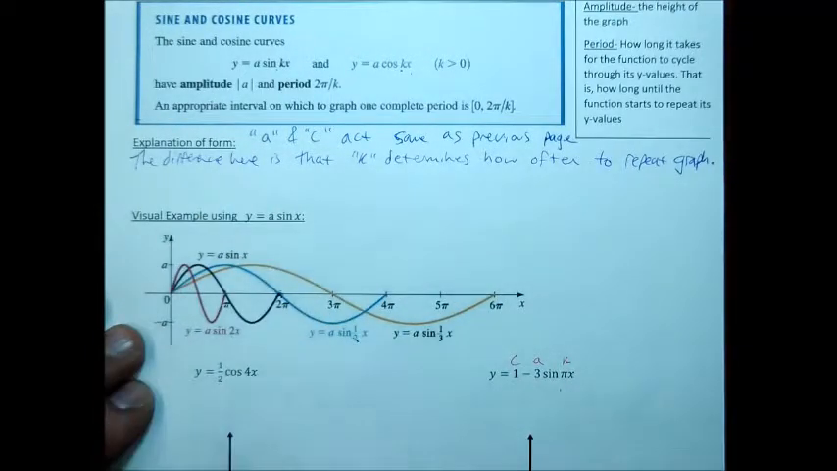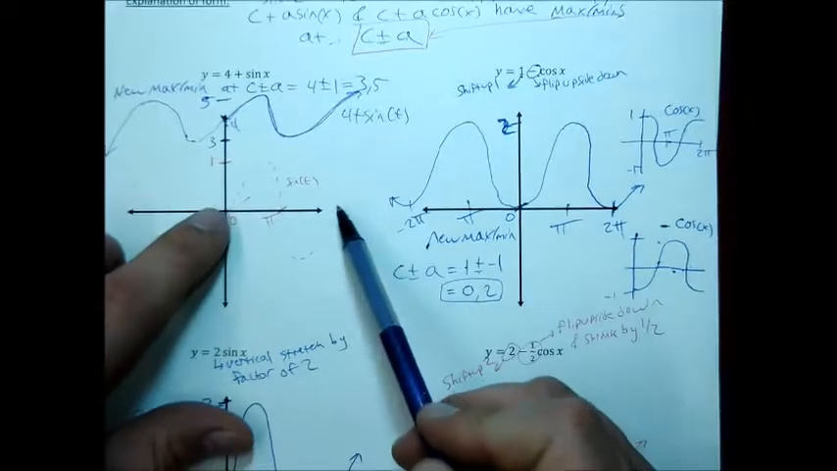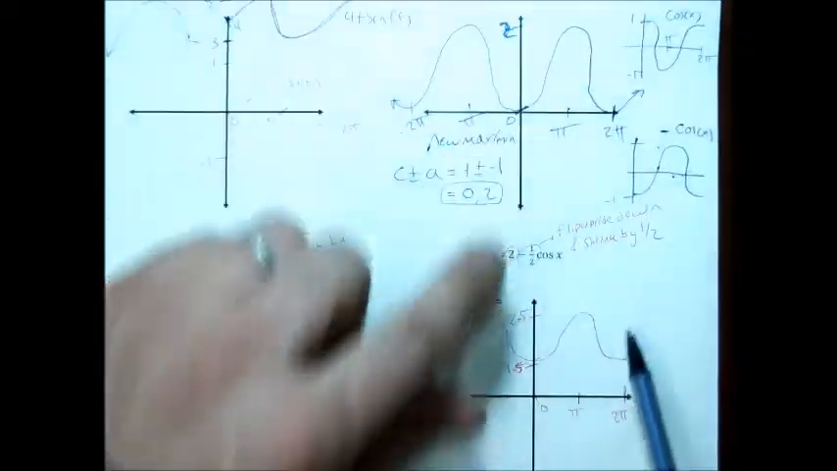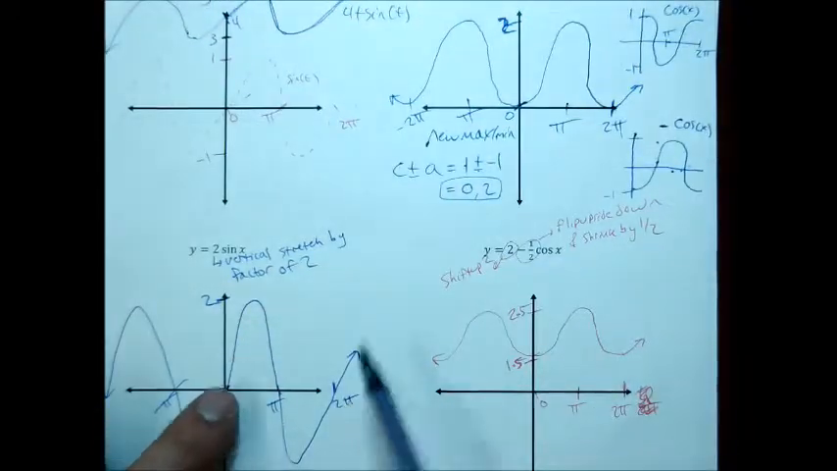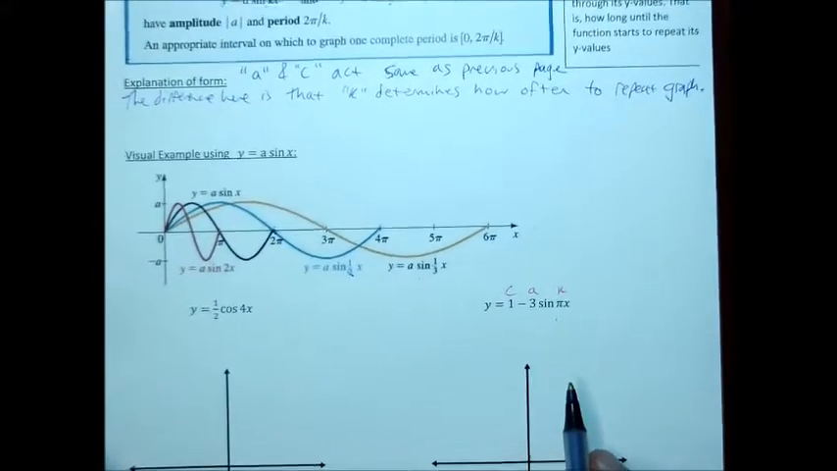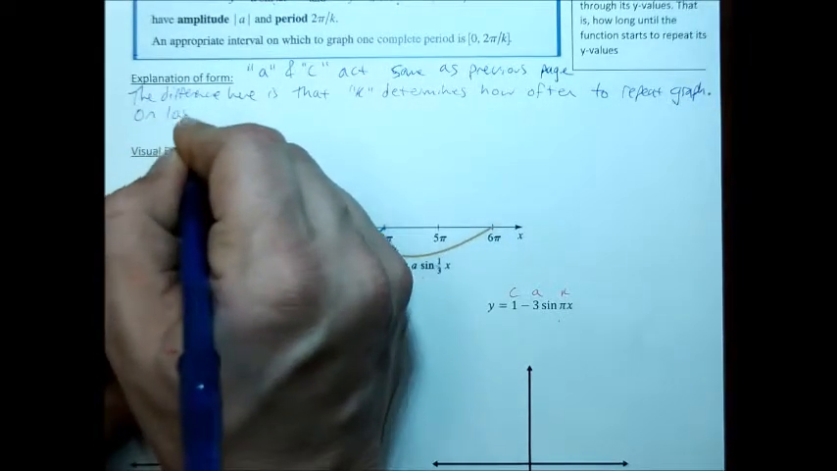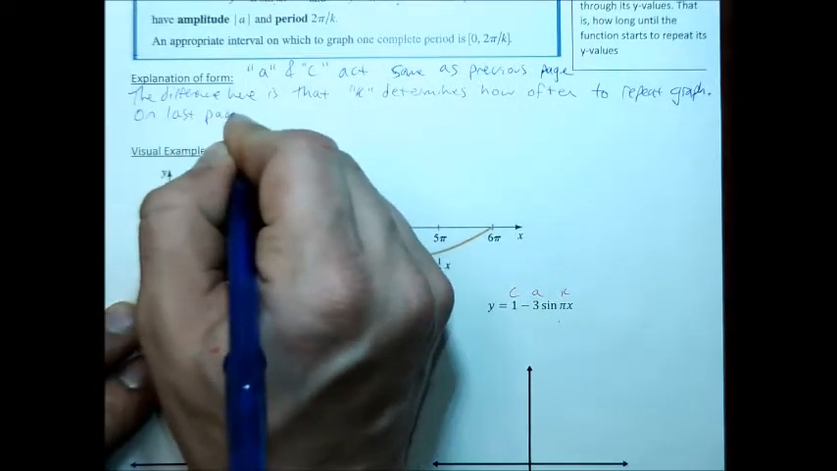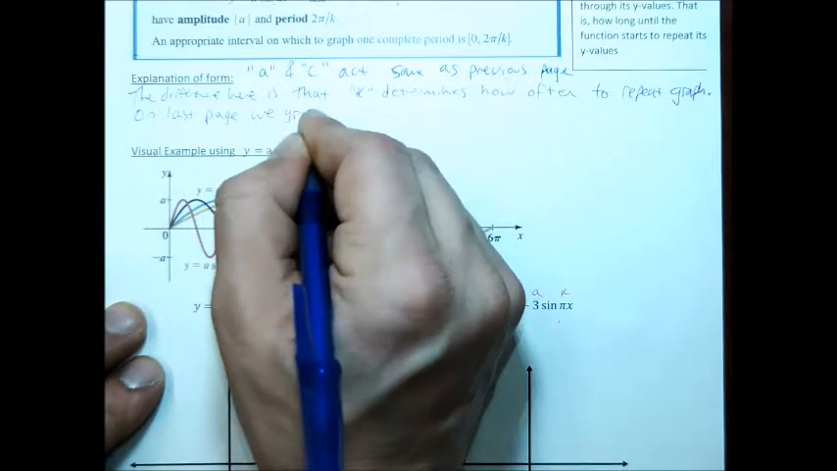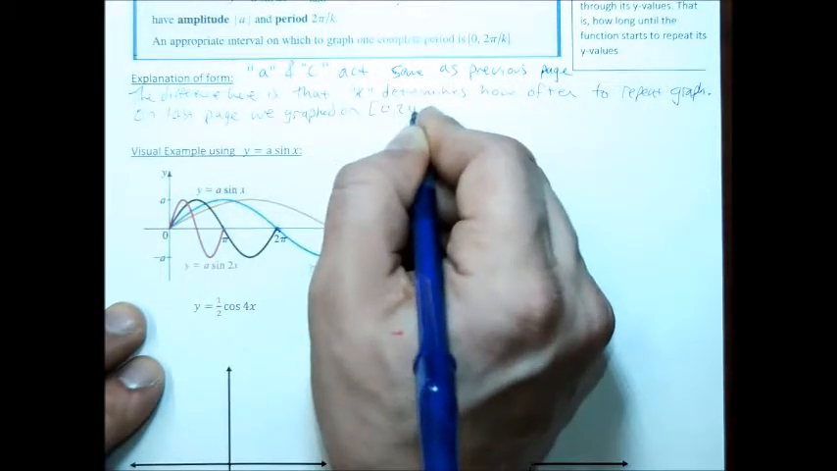On the last page, everything was from 0 to 2 pi. Everything on the last page, if I just flash it up here, all these things were from 0 to 2 pi. We had the same period for all of them. But now when we multiply by a number inside the function, we need to change the period. On the last page, we always graphed on the same period, 0 to 2 pi.